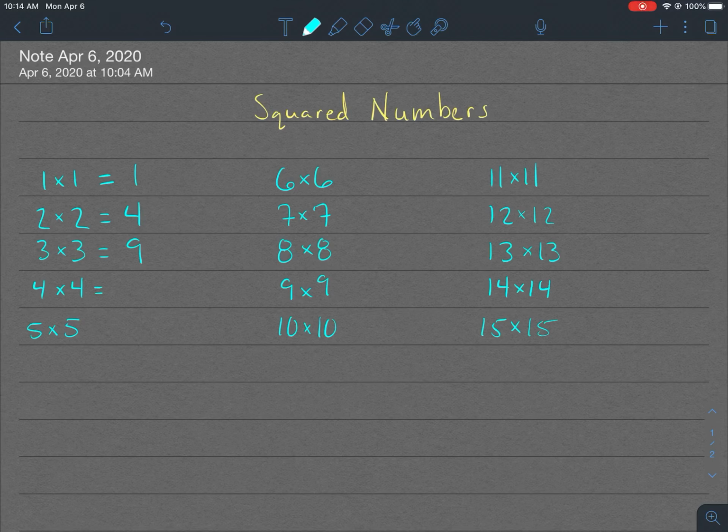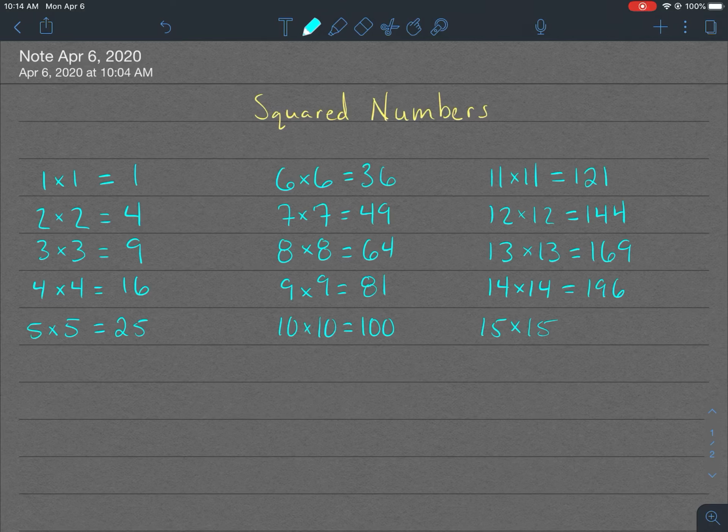So 4 times 4 is 16. 5 times 5 is 25. 6 times 6 is 36. 7 times 7, 49. 8 times 8, 64. 9 times 9, 81. 10 times 10, 100. 11 times 11, 121. 12 times 12, 144. 13 times 13, 169. 14 by 14, 196. And 15 times 15 is 225.